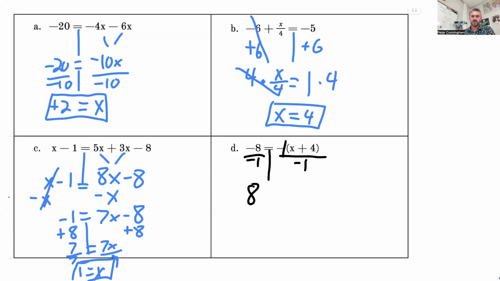So now I have positive 8, and I have completely got rid of the stuff outside the parentheses. I don't have to distribute anymore. So I have x plus 4 equals 8. What does that x have to be? 8 minus 4 is 4. So 4 equals x.